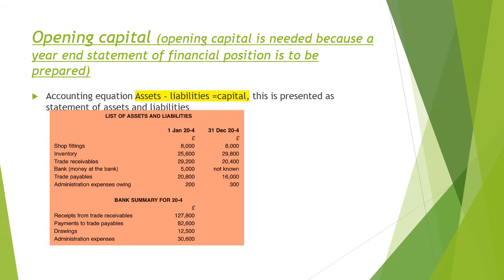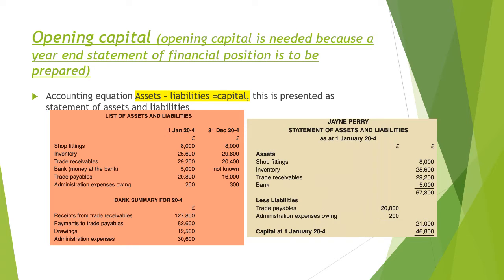At the bottom there is a bank summary, with all the receipts and payments and drawings, all the transactions which have gone through the bank. Now if you want to prepare a statement of assets and liabilities, under the heading of assets you put all the assets like shop fittings costing £8,000, inventory £25,600, trade receivables which is your asset at £29,200, and bank which is £5,000. The total of it is £67,800. These are your total assets.